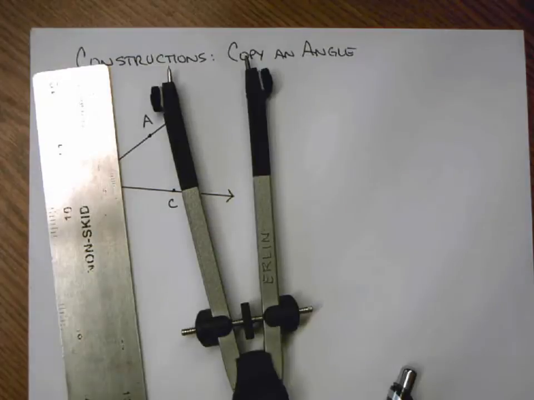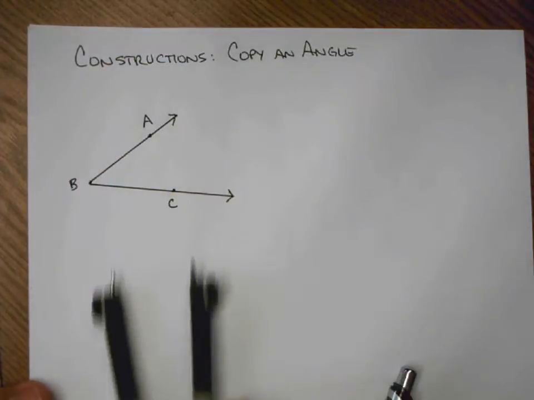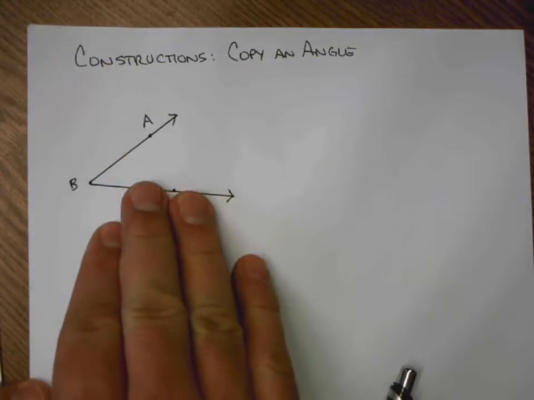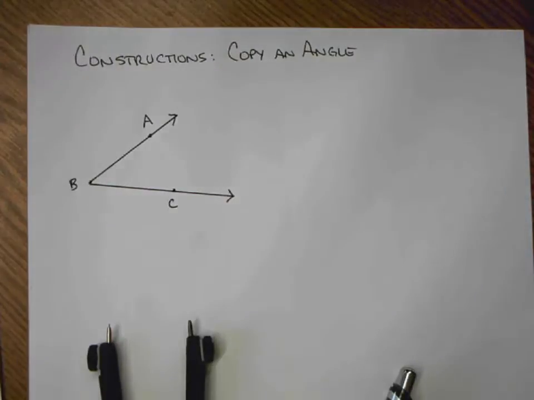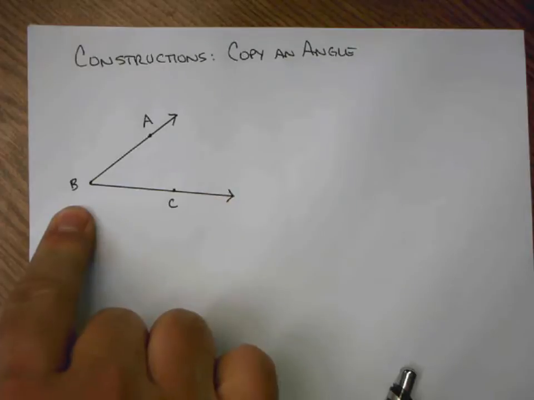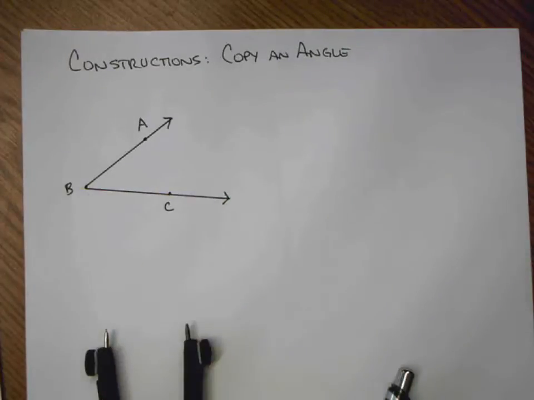So I'm going to use this. To begin with, we're copying an angle. In other words, we're taking this angle and reproducing it, producing a congruent angle over here. So we step back to understand what an angle is. Well, an angle is two rays with a common endpoint. In this case, B is the endpoint, a vertex, and A and C lie on the angle.